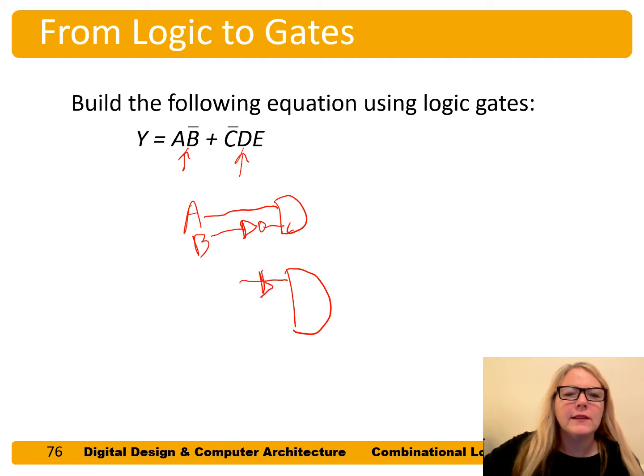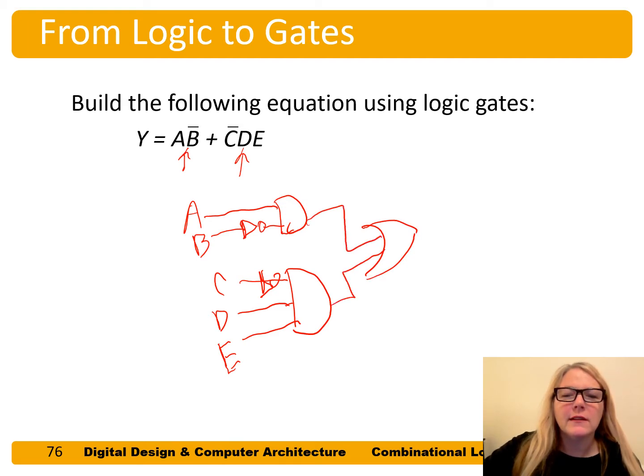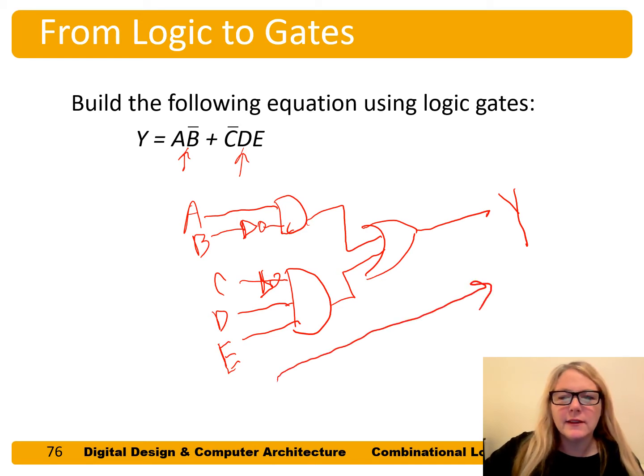We need to invert C as well, so we'll put an inverter there, C bar, and D and E. So now we have our two product terms, our two implicants, and we'll now put our OR gate to OR those together and output Y. And so we can see that our inputs flow from the left to the right, as well as our gates, and our output is on the right.